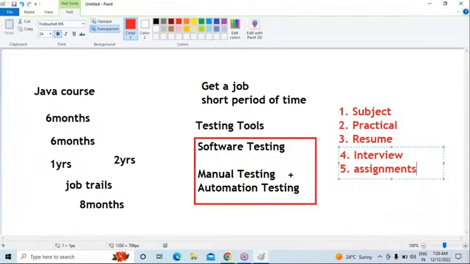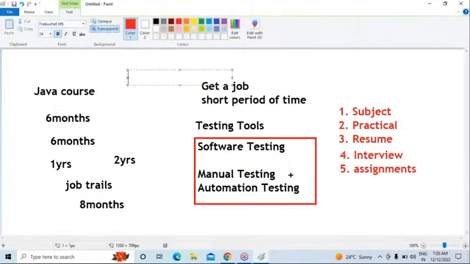So this is about the people required to get a job. So here we have to understand this. Why do we need to get a job? To fulfill our needs within a short span of time. So we are looking for this testing tools course. Some people will say, sir, I'm not good at coding, so I prefer the testing tools. Those are not valid reasons. The main intention is we need to get the job within a short period of time.